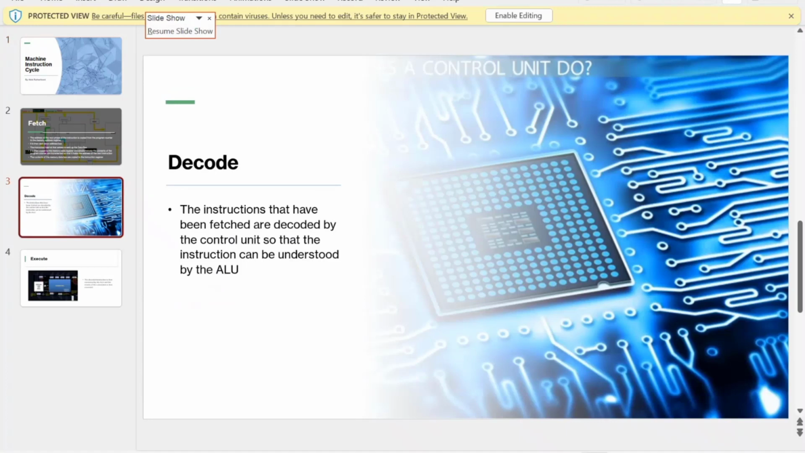The next phase is the decode phase. This is where all the data that has been retrieved from the fetch phase is decoded, as it is stored in binary, and it is decoded in the control unit so that these instructions can be understood by the ALU as functions such as add and minus.